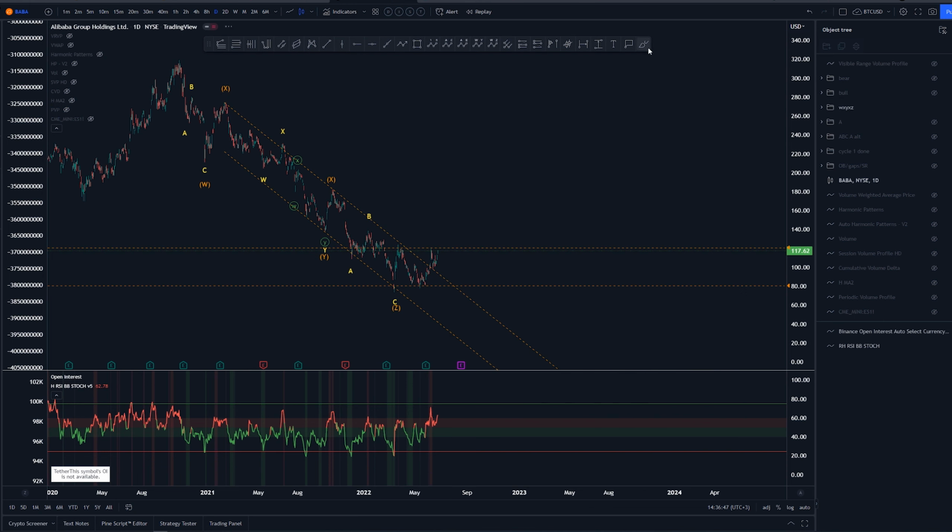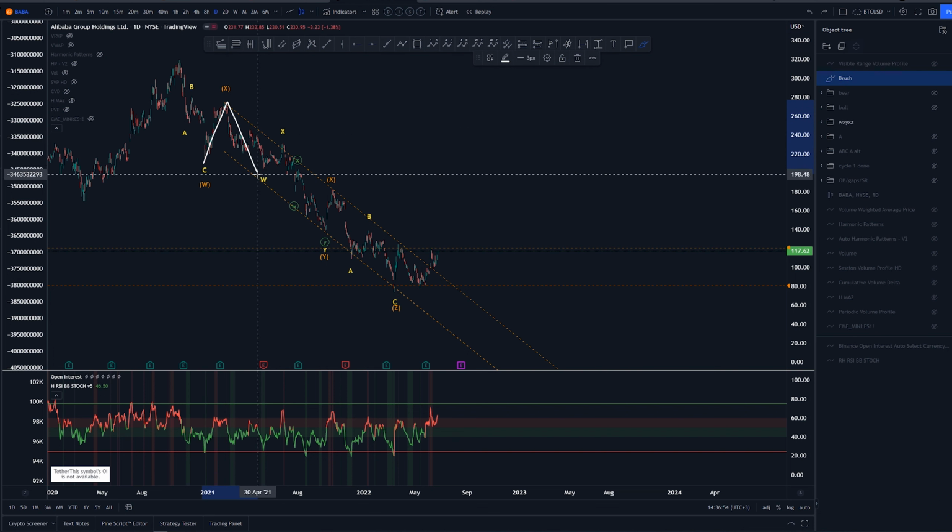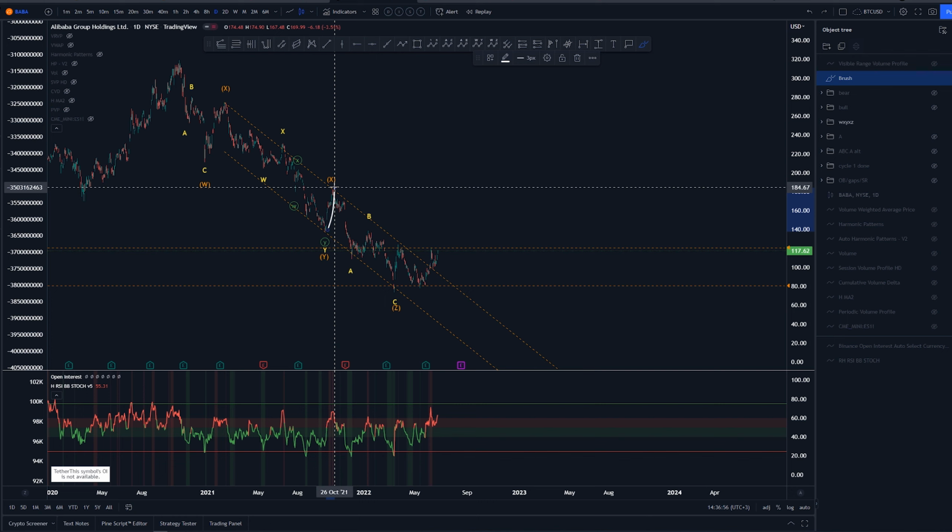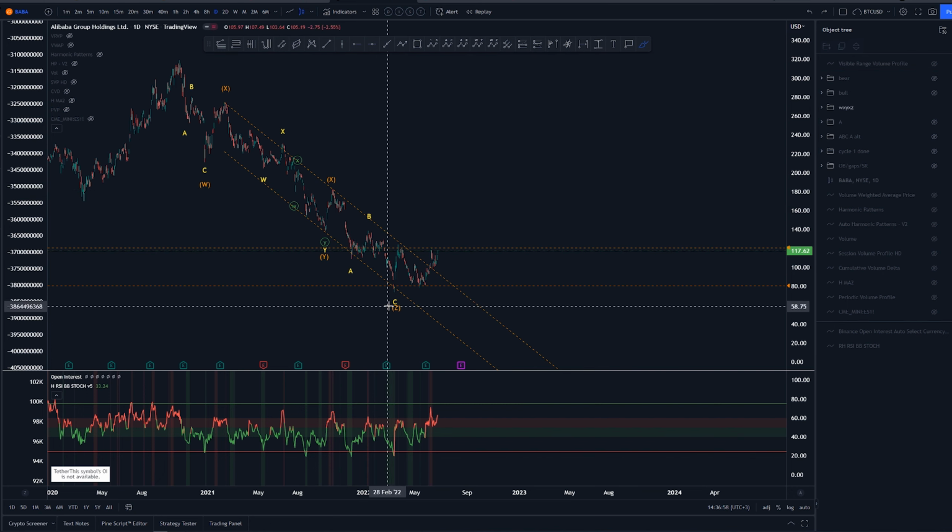The only count that is saying that we have bottomed is this one here, saying that we have an ABC into W, X, WXY into wave Y, X, and then another ABC here to wave Z.